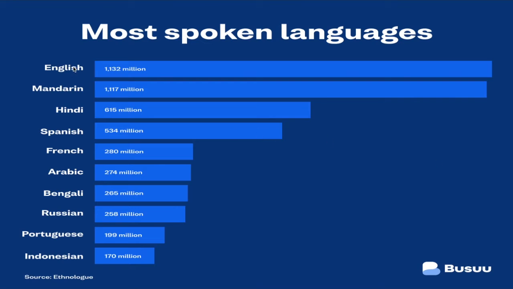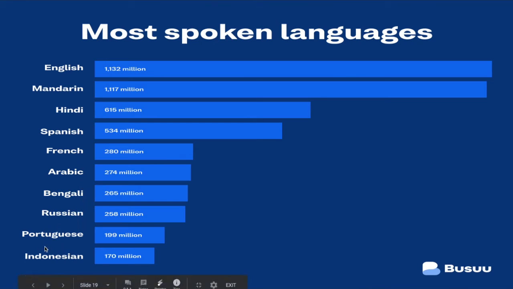So here you see a ranking of the most used languages in the world. English and Mandarin are 1 and 2. It's very close, English being the most spoken. And then Hindi and Spanish are 3 and 4. Hindi, just over 600 million. Spanish, just over 500 million. And then it goes French, Arabic, Bengali, and Russian. Those 4 are very close.